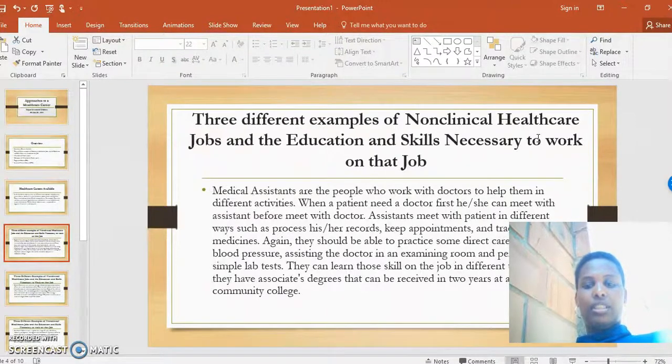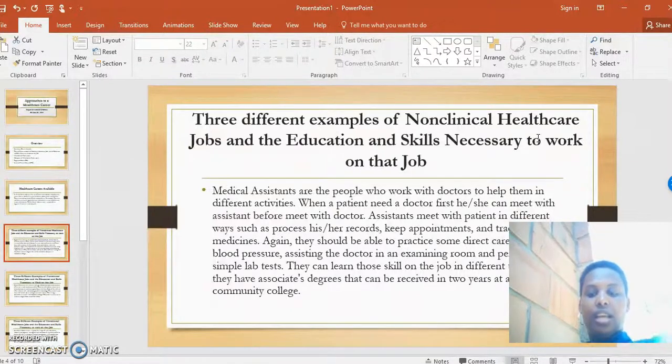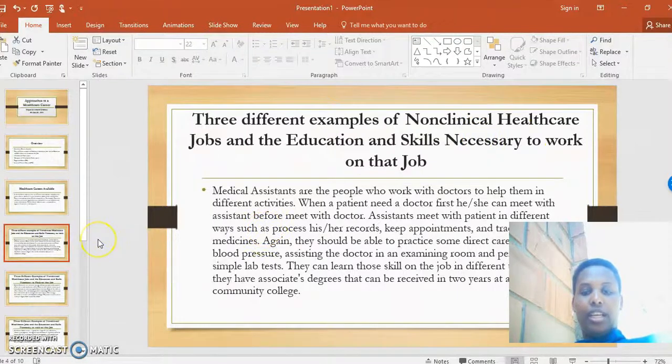Also, a medical assistant should have an associate degree, which can be received in two years at a community college or any college. That degree can help them to complete all assigned tasks on time, and also to perform well.